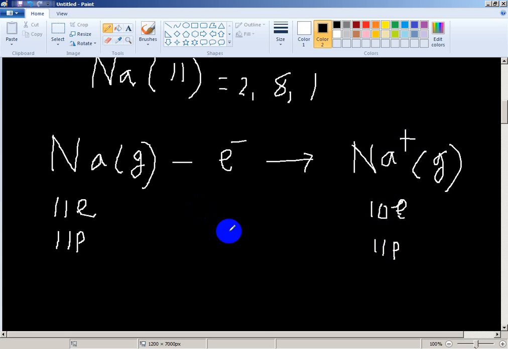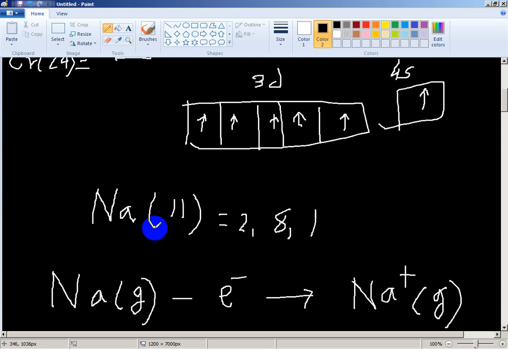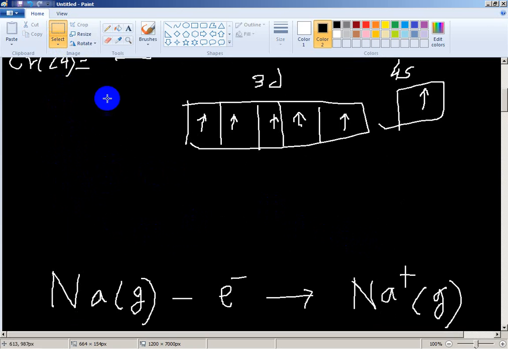Okay, when 1 electron is removed from an atom of an element in the gaseous state, the energy is called first ionization energy. Okay, so this topic, ionization energy, I should write here.